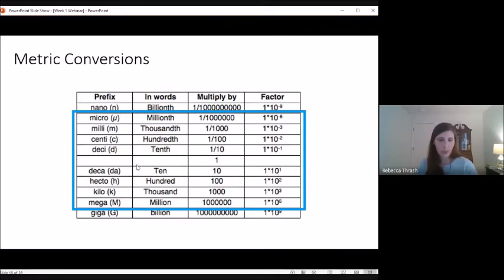So this is a quick reference to show you each one of those. This is our base unit, so you can think of a meter or a liter or something like that, or a watt. And then this shows you the shift, either getting smaller or getting larger. So this is 1 times 10 to the 6. That just means that there's 1 followed by 6 zeros, and that's a million.